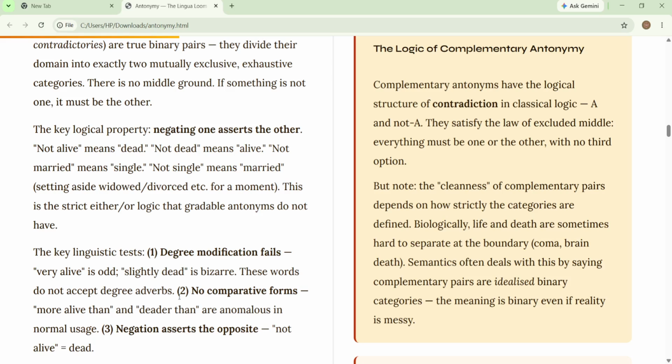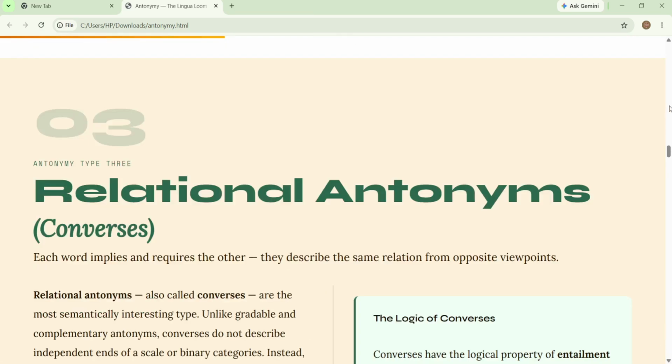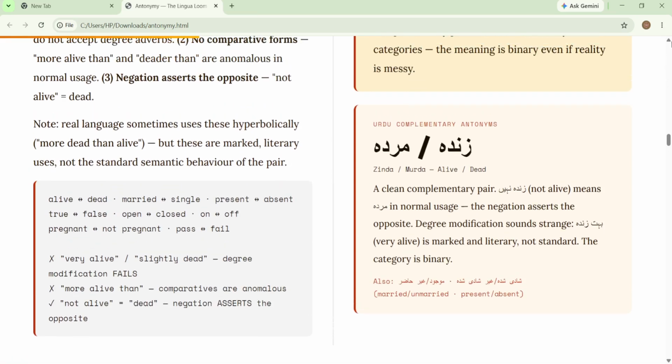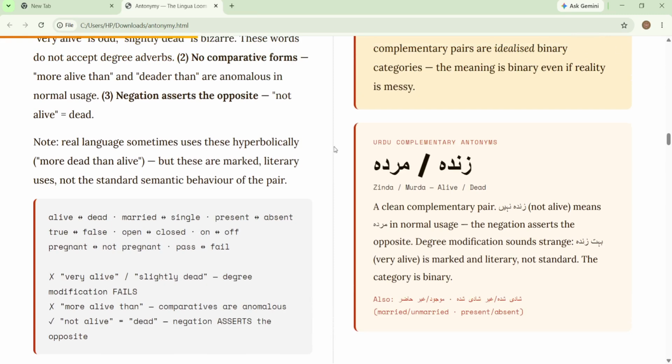These words do not accept degree adverbs. And the other one is no comparative forms: more alive than, and deader than. These are not normally used. So negation asserts the opposite: not alive means death. So here's a note. Real language sometimes uses these hyperbolically, like more dead than alive. The speaker is literally using not the standard semantic behavior of the pair.